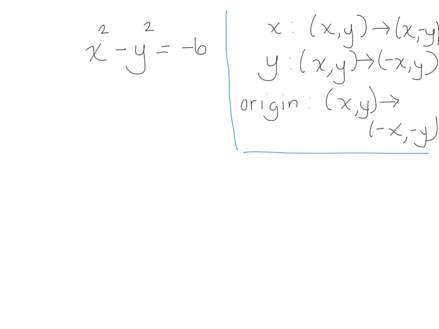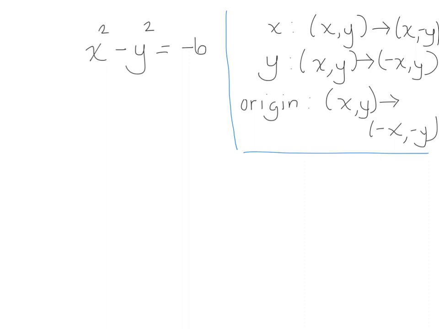Symmetric to the x-axis: if you change the sign of the y, the x stays the same. Symmetry to the y-axis: if you change the sign of the x, the y stays the same. And symmetry to the origin: if you change the sign of x, the y also changes sign.